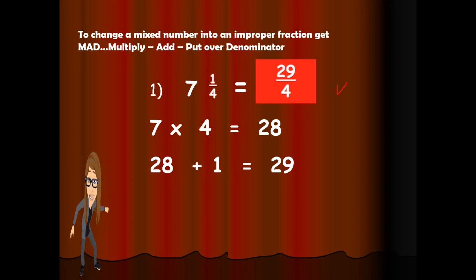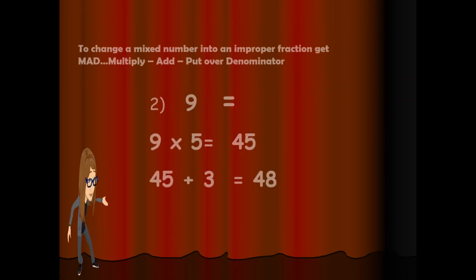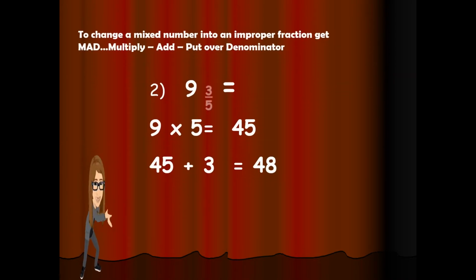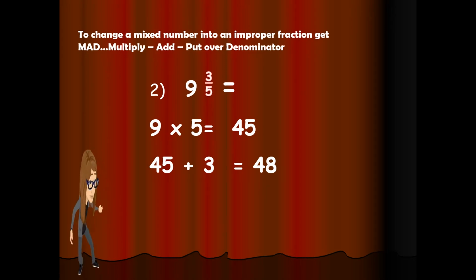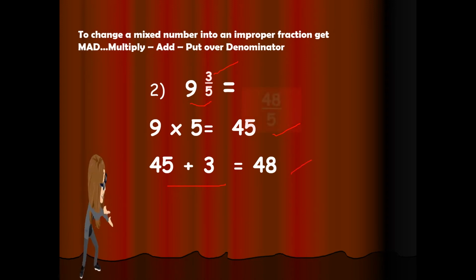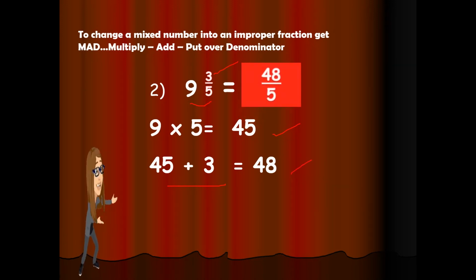So 7 times 4 is 28, and 28 plus 1 is 29. Correct. Your answer is correct. Now, let's go to number 2. So 9 and 3 fifths. So let us multiply. 9 times 5 is 45. Then 45 plus 3 is the numerator, that is 48. So the answer is 48 over 5.